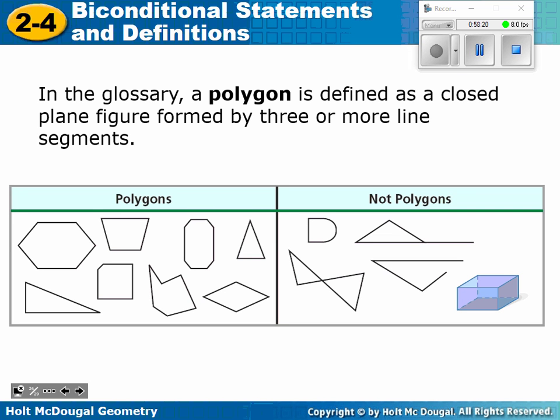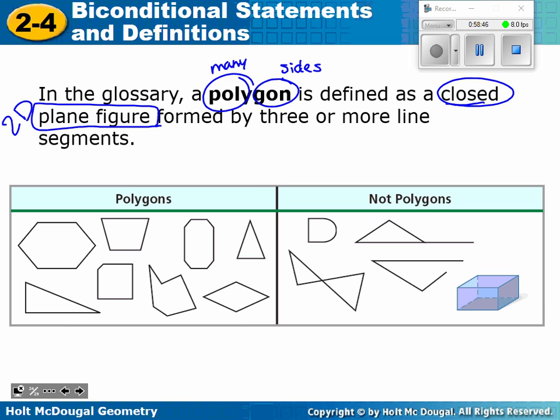Polygon. This one's huge. Polygon means, poly means many, gon means sides. A polygon is a many-sided figure. Okay? Polygon definition, we're going to come back to this over and over throughout this year. For it to be a polygon, it has to be closed. It has to be two-dimensional. Plane figure means 2 dimensions. It has to be formed by 3 or more line segments.